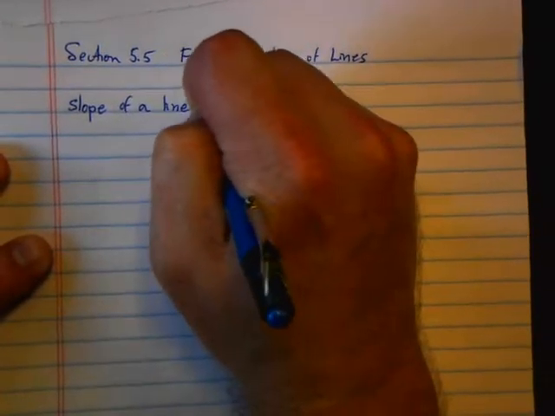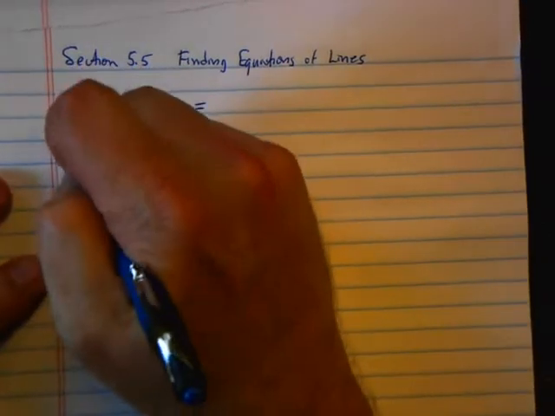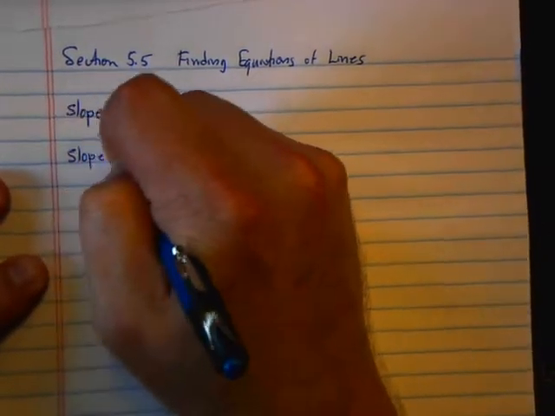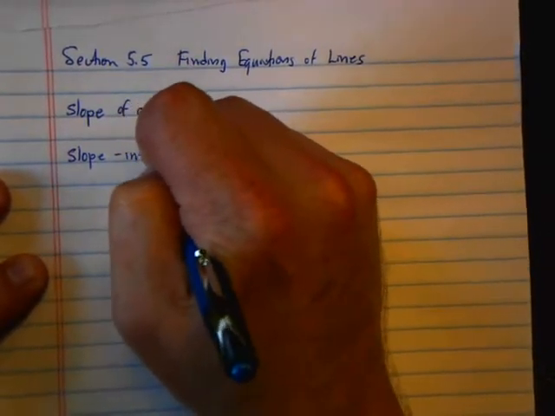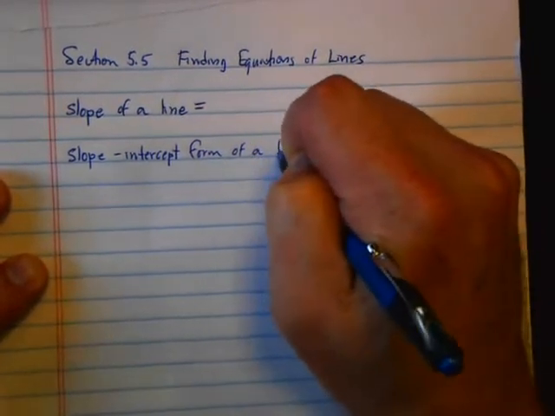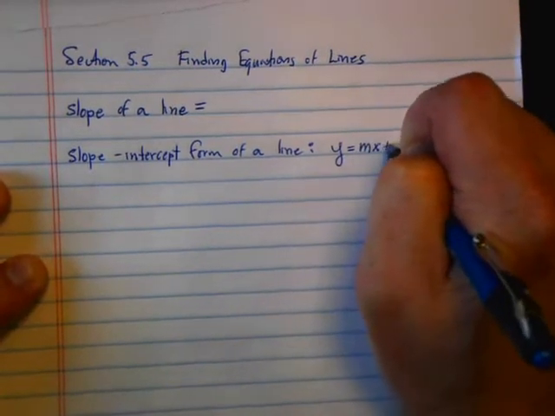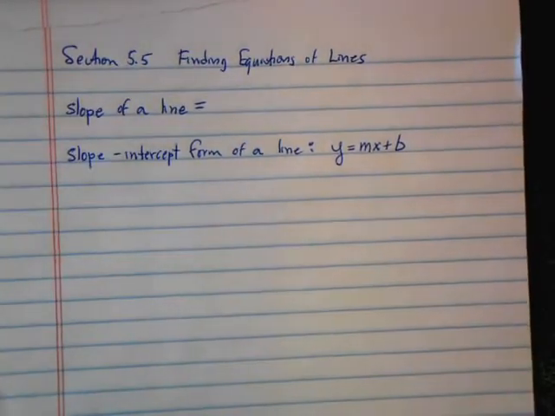And you might remember there's a little formula for slope. Anybody remember the formula for slope of a line? Y equals mx plus b. That's a different equation. Okay, that's called slope-intercept form of a line. That's an important one. Y equals mx plus b. But that wasn't quite the formula I was looking for.